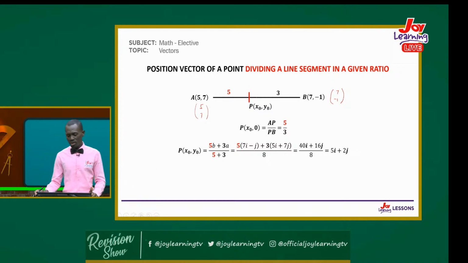So when we do the calculation, 5 by 7 is 35, so we have 35i, then 3 by 5 will give us 15. 35 plus 15 should give us 50. Sorry for that error here. This ought to be 50, not 40. And then you have negative 5 multiplied by negative 1 is negative 5. 3 by 7 is 21. If you added negative 5 to 21, you get 16.